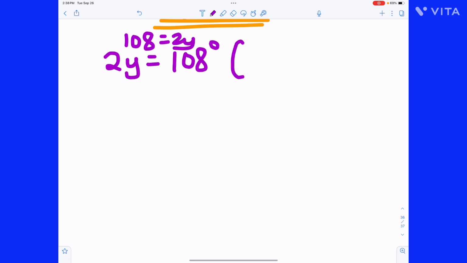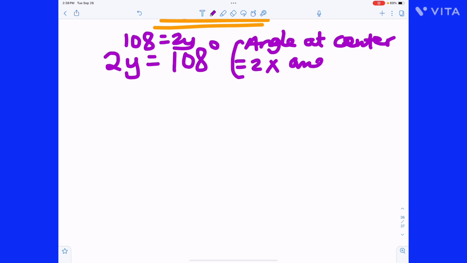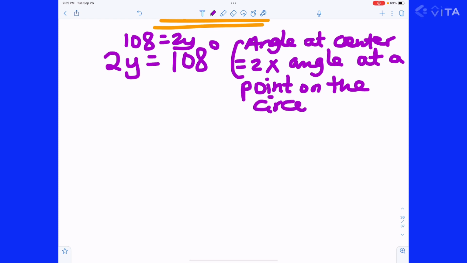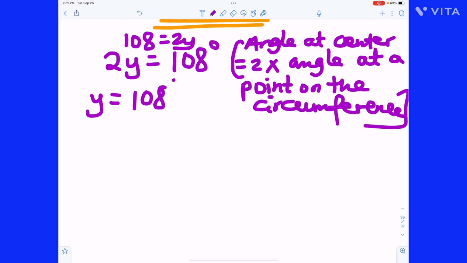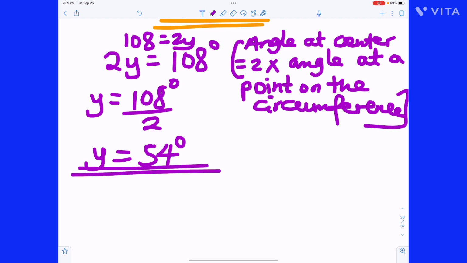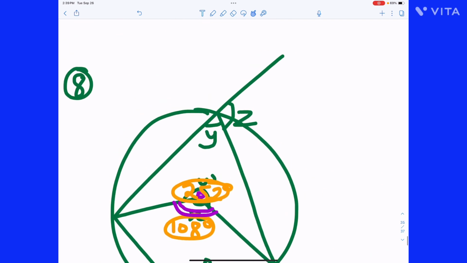So the reason is angle at center is equal to 2 times angle at a point on the what? Circumference. So that tells us that y is 108 degrees divided by 2. So y is 54 degrees. If we know y, we easily know z.